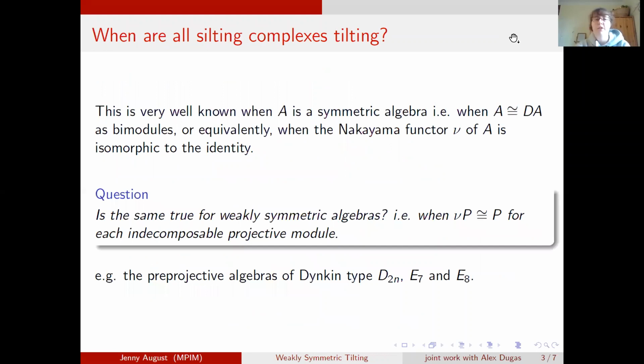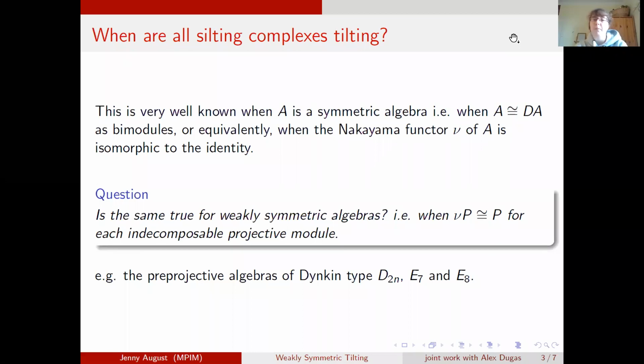This is very well known if you have a symmetric algebra. By definition, this is when A is isomorphic to its dual as a bimodule. But equivalently, you can say this is when the Nakayama functor of the algebra is isomorphic to the identity. As I say, it's very well known that if A is symmetric, all silting complexes are tilting. And the question that Alex and I wanted to ask is, is the same true for weakly symmetric algebras?